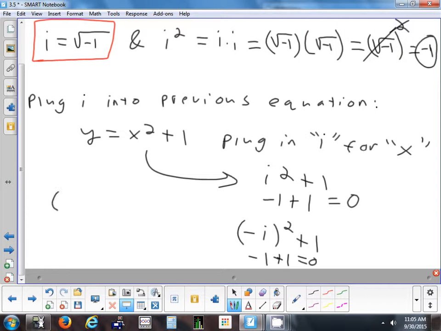Think of it like this. Think of it as negative i times negative i. What's a negative times a negative? Positive. And what's i times i? i squared. So when you multiply negative i times negative i, the negatives just cancel, and it's the same as i squared. I just forgot for a second that i squared equals negative 1. Yep, i squared equals negative 1.